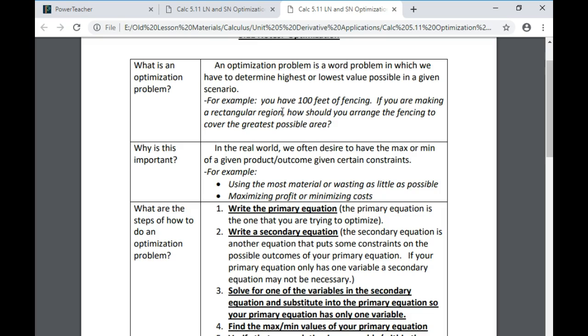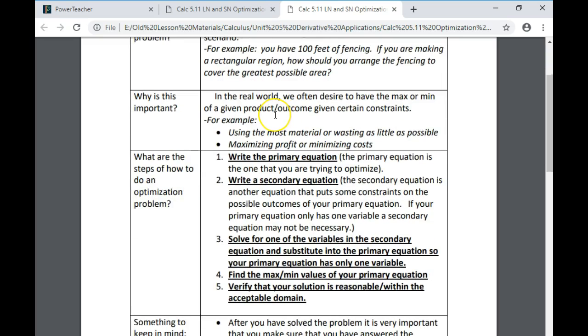Now the secondary equation is a constraint that's being put on your word problem. So in this word problem that I read to you, the constraint is they're only letting you have 100 feet of fencing. So that's going to be a secondary equation that we're going to have to set up that's going to restrict our possibilities for the area. That's basically it, though. Once you have that all set up, you're going to end up taking the derivative, setting it equal to 0, and that's going to help you find your min and max.